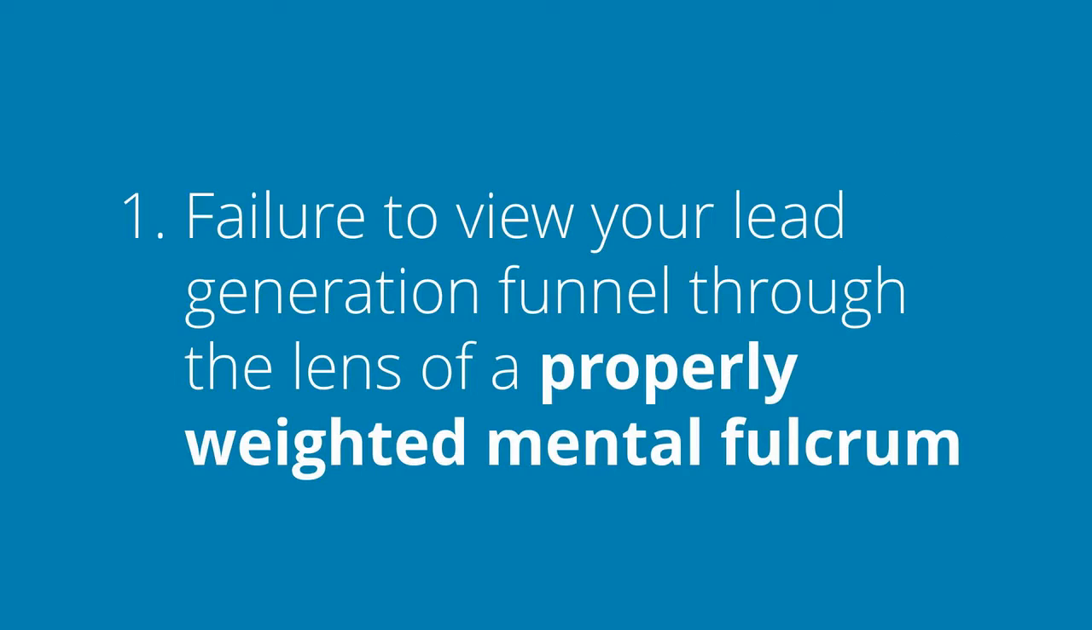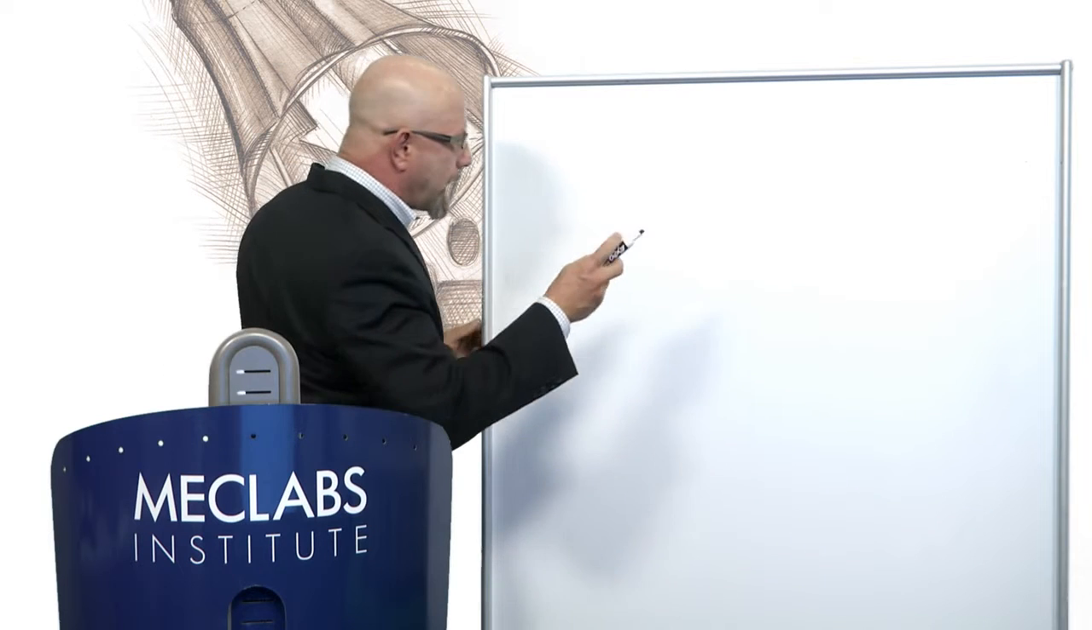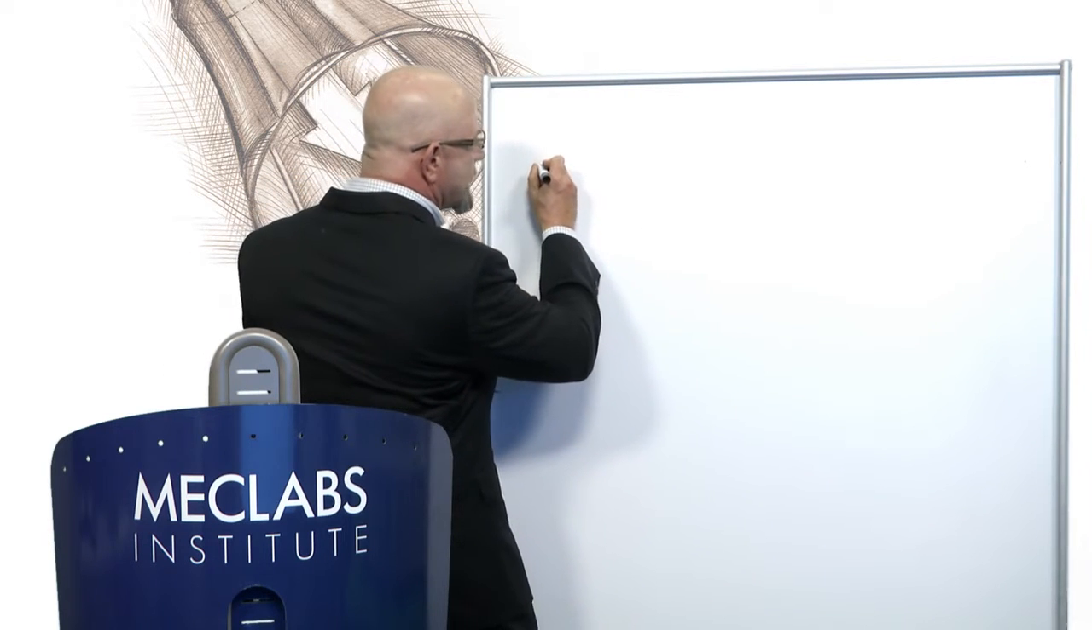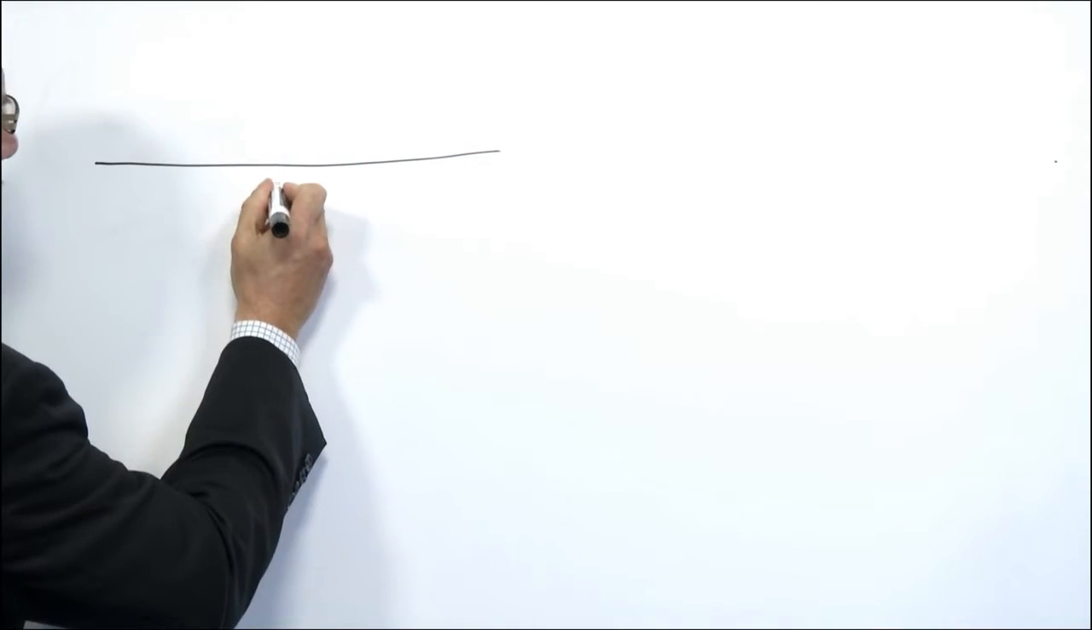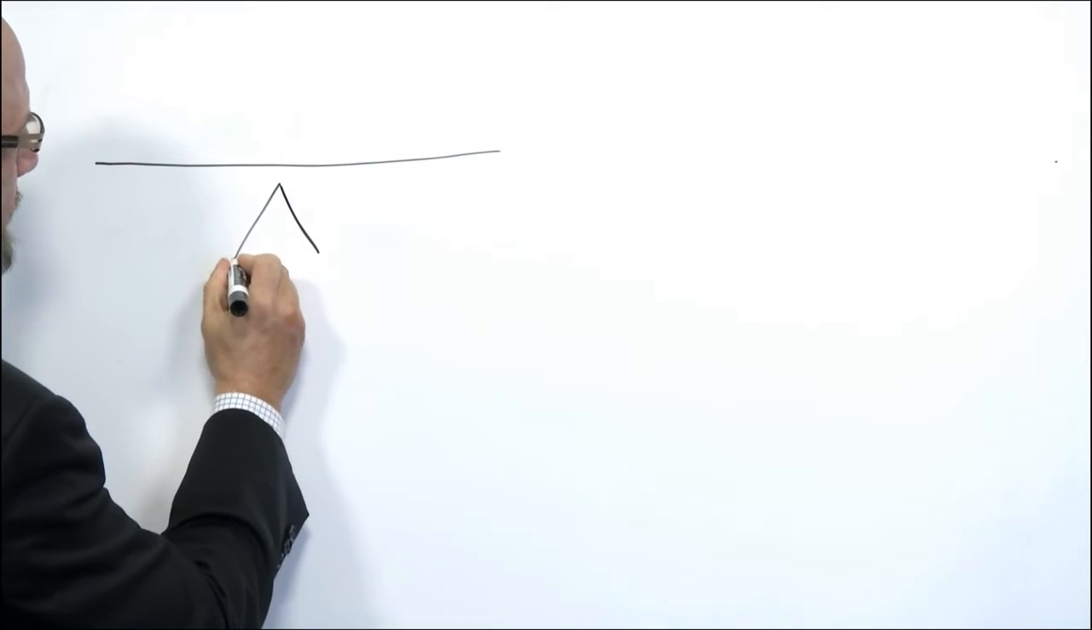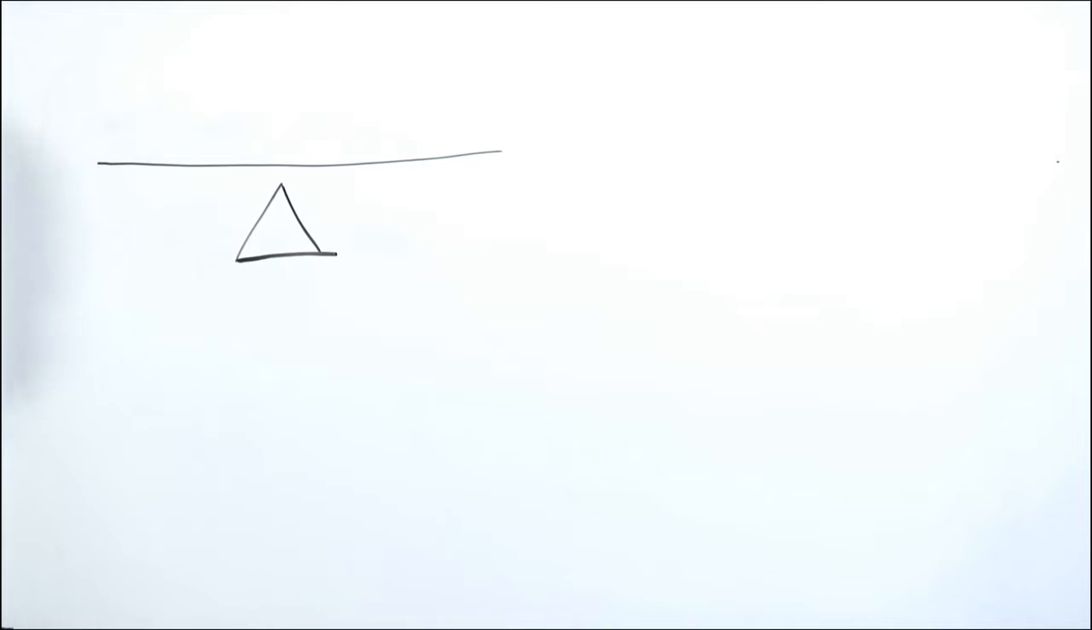So here's the first one. Failure to view your lead generation funnel through the lens of a properly weighted mental fulcrum. Now, you'll notice that there is an image of a fulcrum at the bottom of the studio picture behind me. What I want to share with you, and that's an excerpt from the book, The Marketer's Philosopher, is how to think about your lead gen form and the most common mistake I see. So we're going to call this triangle a fulcrum.